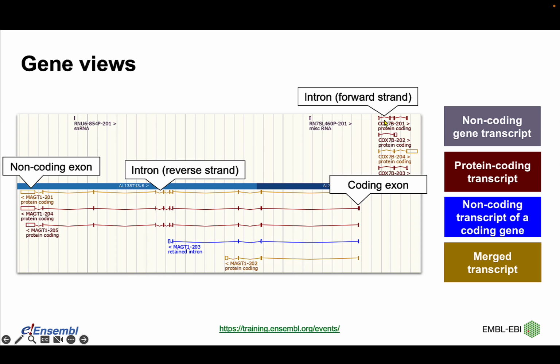strand. You can also see on which strand the transcript is located on by looking at the label or the name of the transcript. So if we focus on this very first transcript here, this has a greater than sign. This means that the transcript is located on the forward strand. And if we go back to our golden MAGT1 transcript here, this one has a less than sign. That just means the transcript is located on the reverse strand.